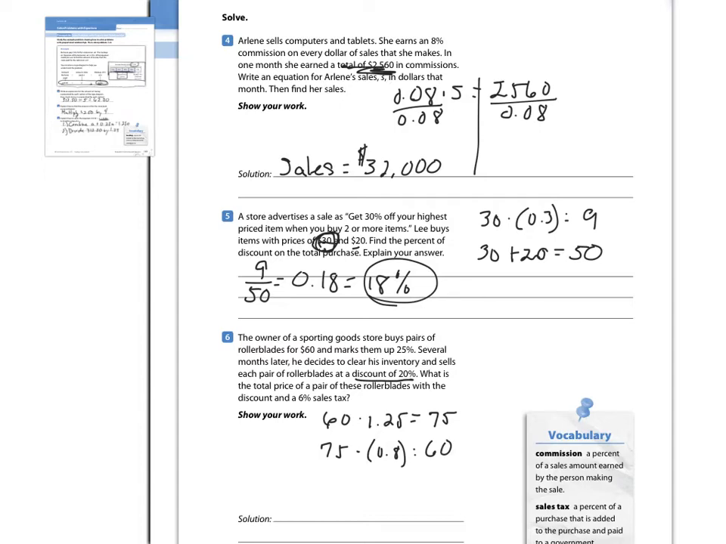We then need to add on a 6% sales tax on that $60. So I'm going to take the $60 rollerblades and multiply it by 1.06. And again, the 1.06 represents the price of the rollerblades and the 6% tax. And $60 times 1.06, punching it in your calculator, comes out to equal $63.60.